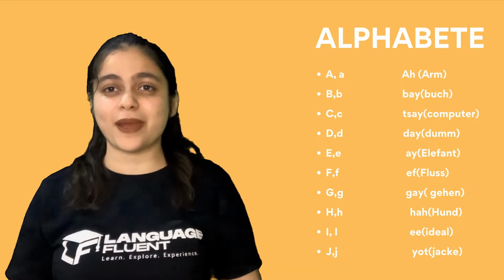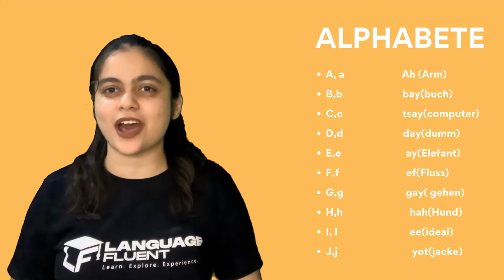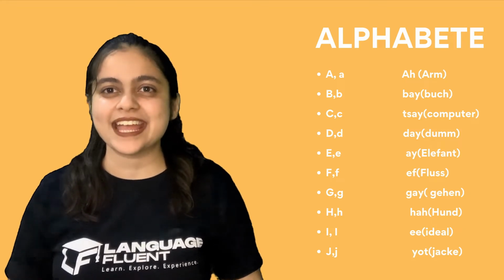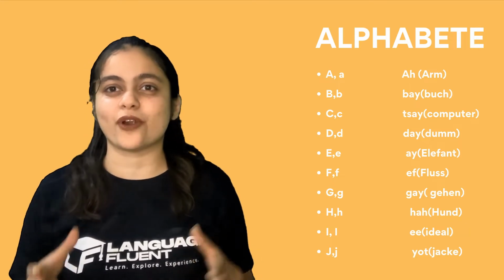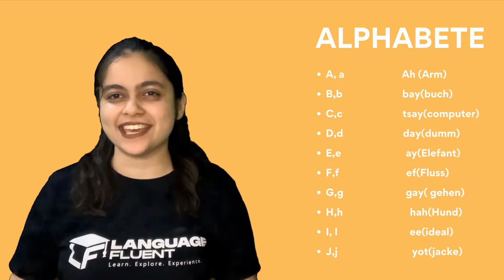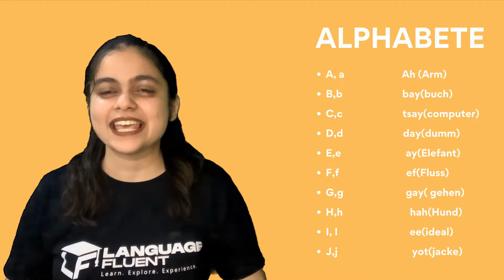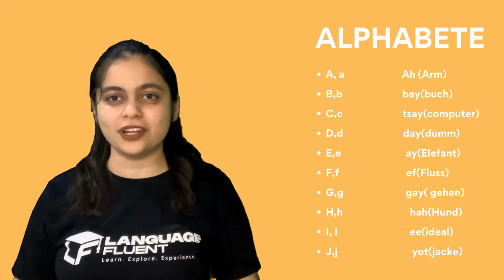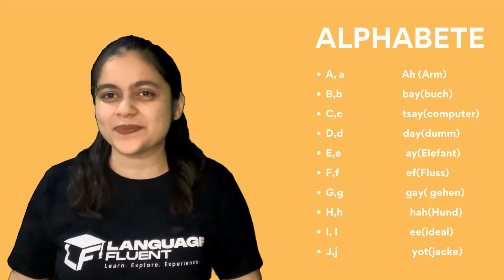The next alphabet for us is the G. So G in German is pronounced as "gay". And the word that I would like to share for G is the term gehen. Gehen is a verb in German which means to go anywhere, to go.